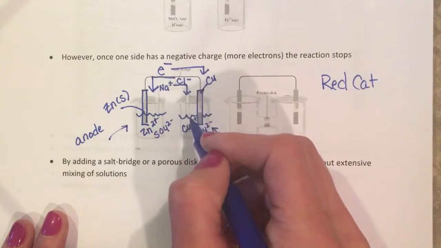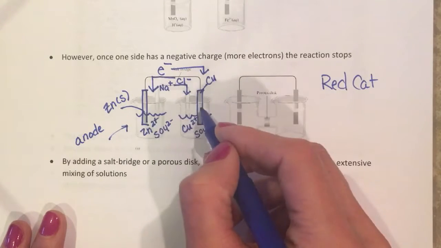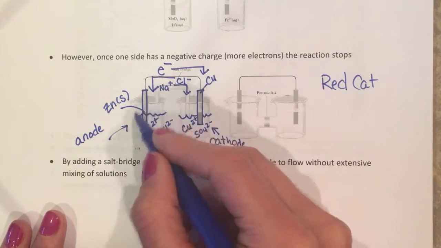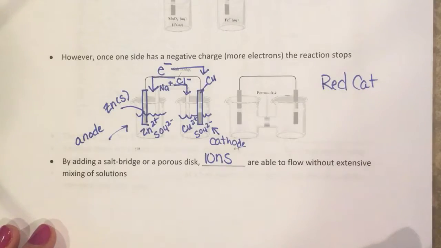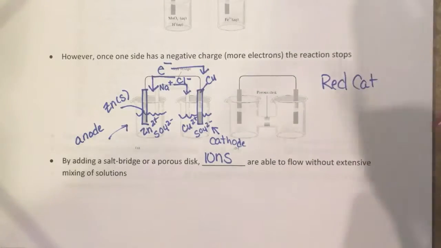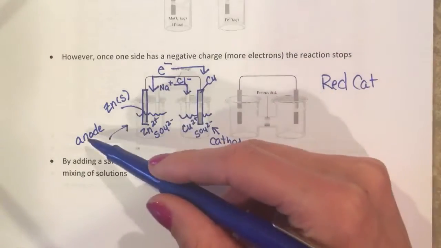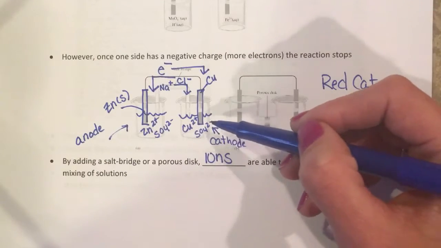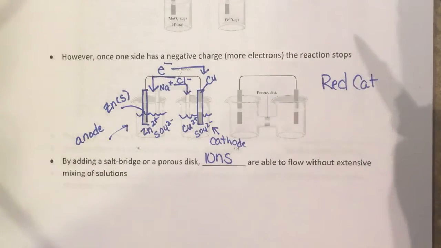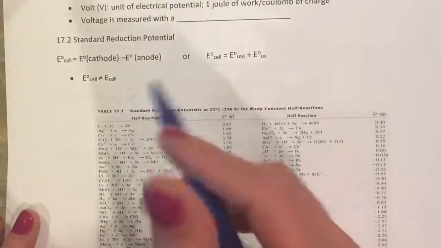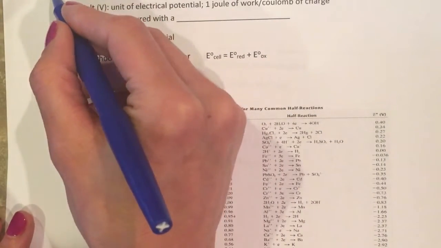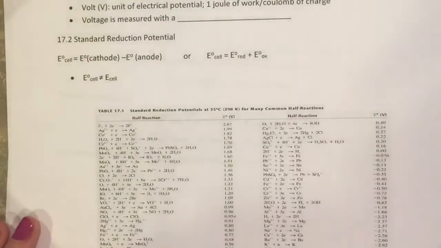If I don't have a way to move ions, this side becomes more negative, this side becomes more positive, and electrons stop moving. Okay? So the side that loses electrons is our anode, the side that gains electrons is our cathode, and I determine which side loses and which side gains from my activity series. Okay? In the next video, we're going to actually talk about how we calculate cell potential.